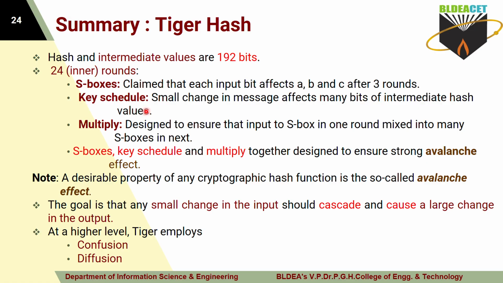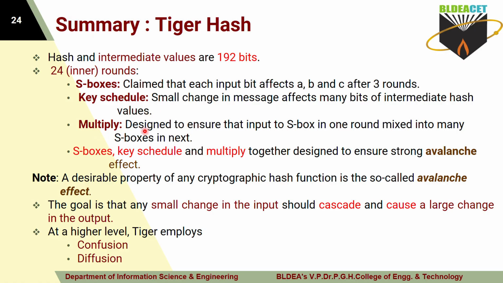Next is the key schedule. It claims that a small change in the message affects many bits of the intermediate hash values. With the help of the key scheduling algorithm, you get a different value for W0, a different value for W1, and a different value for W2. In one round you get certain values, and in the next round those values are interchanged and depend on the previous values. That's why, based on the key schedule algorithm, if you make any change in the original message, the output you get is totally different.